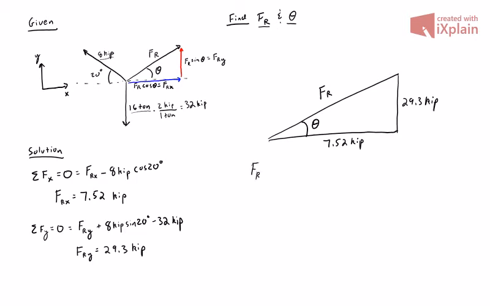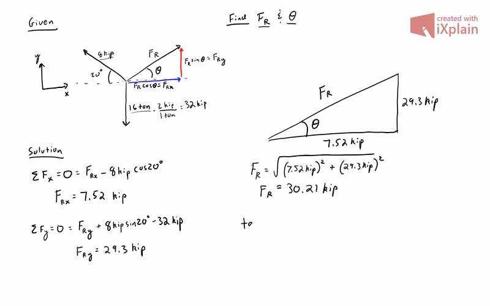So FR is going to be equal to the square root of 7.52 kips squared plus 29.3 kips squared, and that'll give us that FR is equal to 30.21 kips. And then we can use trigonometry.